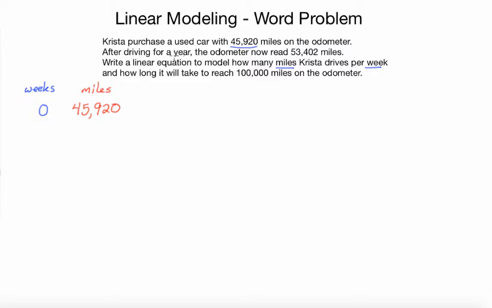I'm also told after 1 year, the odometer now reads 53,402 miles. So 1 year is 52 weeks. So after 52 weeks, we now have a mileage reading of 53,402 miles. And now we have a couple of points we can work with, and we can understand how we want to define our variables. Let's let x represent the number of weeks that she's owned the car. And let's let y represent the number of miles on the odometer.